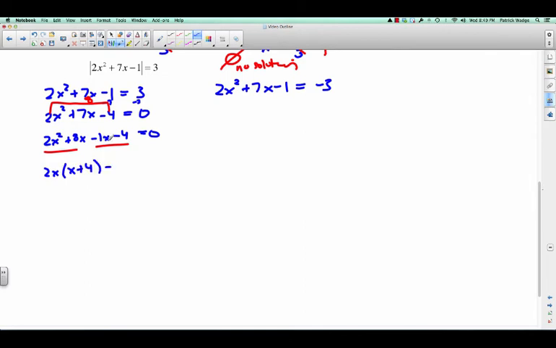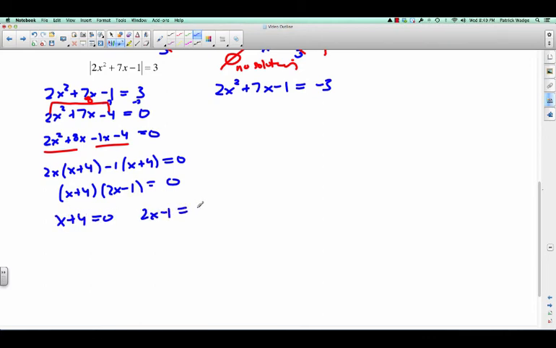I see a negative sign. 1's the greatest common factor, and x plus 4, because negative 1 times positive 4 equals negative 4 equals 0. It worked. We got x plus 4 in both of them. We also have a 2x minus 1 equals 0. Using the zero product property, you get this.